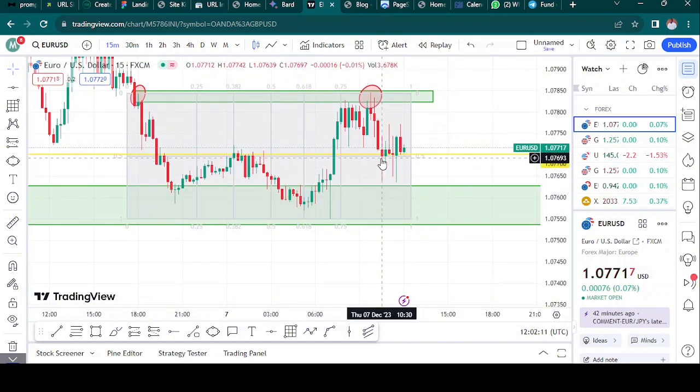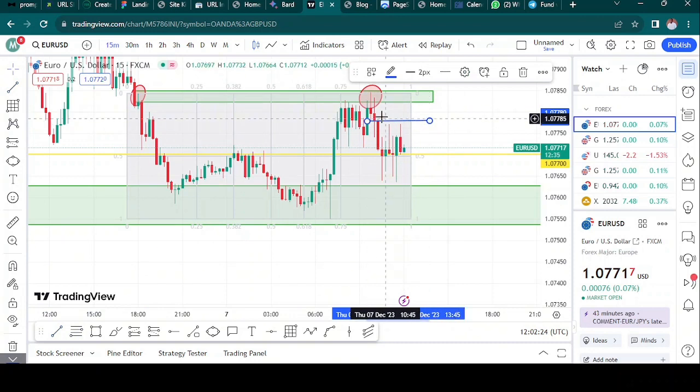You can see this got broken. Okay, with this it got broken. So when did I take this trade? I took this trade here, and why? I'm going to be explaining why I took that trade. This is the current support. So the current support was broken.